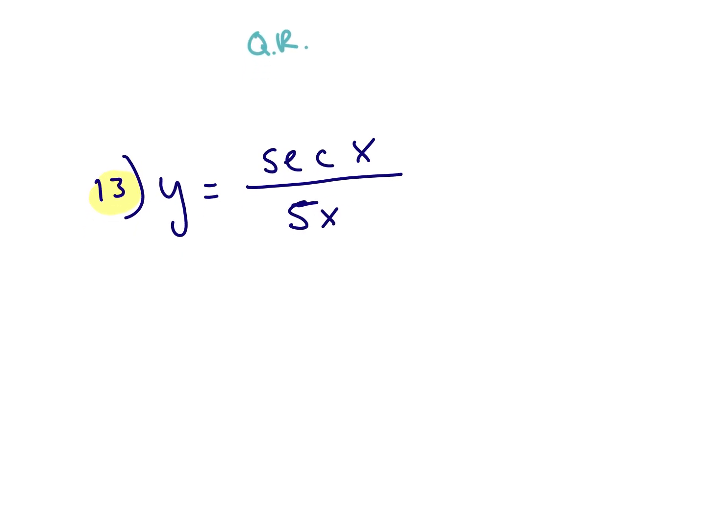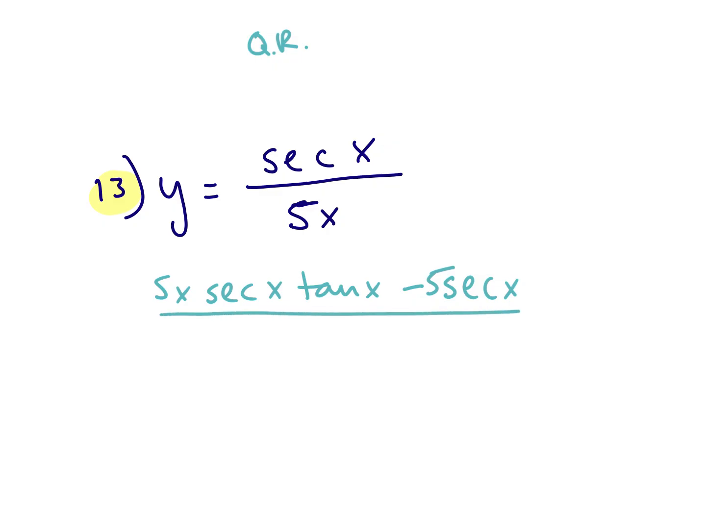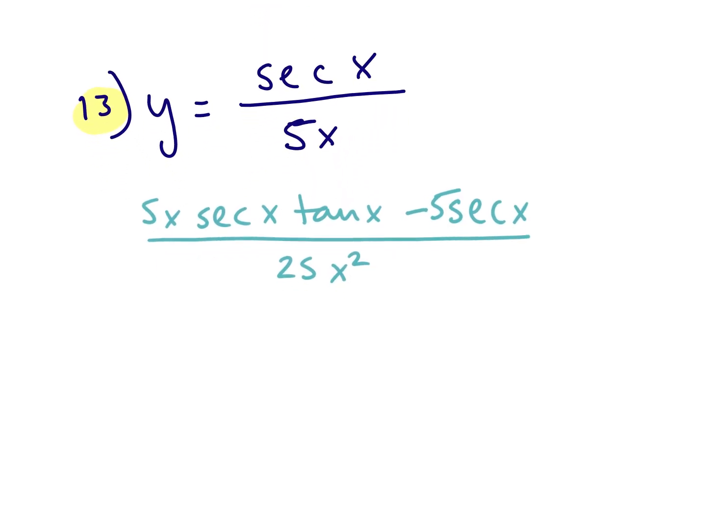So quotient rule is low d high. So 5x, what's the derivative of our numerator? So secant x tangent x. So low d high minus high, which is secant x, d low, what's the derivative of 5x? 5. So put that in front there. Over what? 25x squared. Can we simplify anything here?